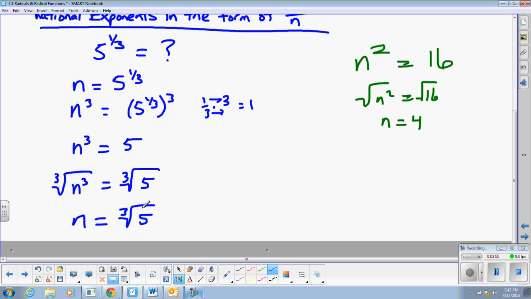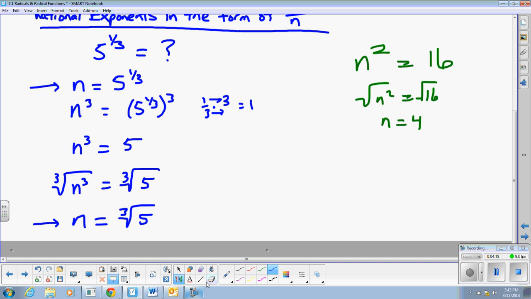So now what I've done is I have actually taken my fraction exponent, 5 to the 1/3, and now I've changed it. So let's take a look at how they're related. We're going to look at this line right here, that n equals 5 to the 1/3 power, and n also equals the cubed root of 5. Notice both of these, 5 to the 1/3 power equals n, and the cubed root of 5 also equals n.